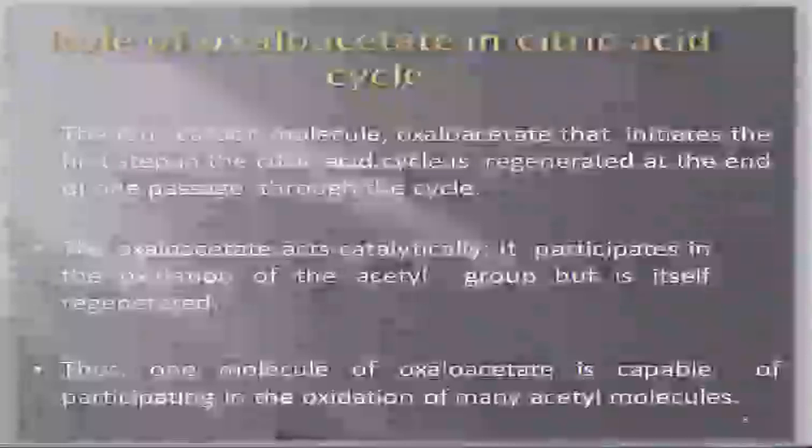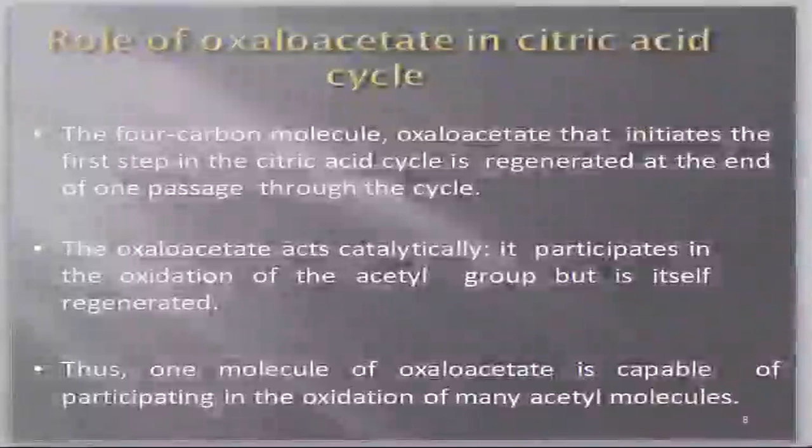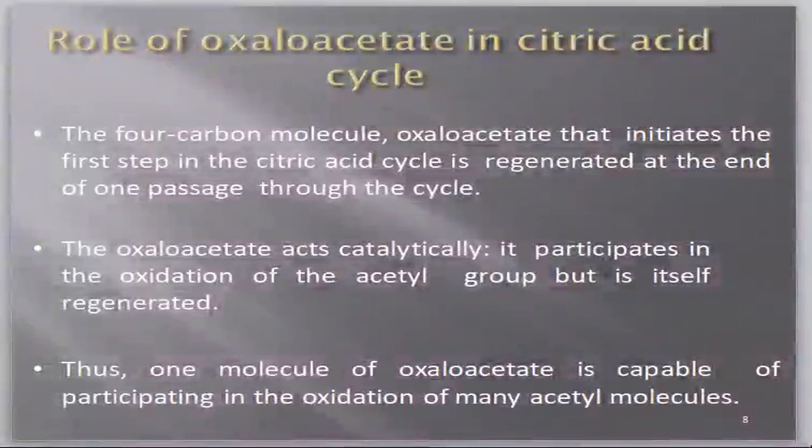What is the exact role of oxaloacetate in the citric acid cycle? Oxaloacetate is a 4-carbon molecule formed from aspartate via transamination reaction or from the malate of the TCA cycle. Oxaloacetate presence is very much required to initiate the citric acid cycle.